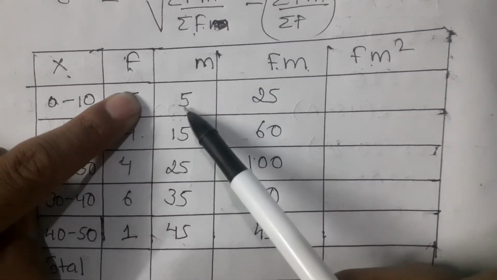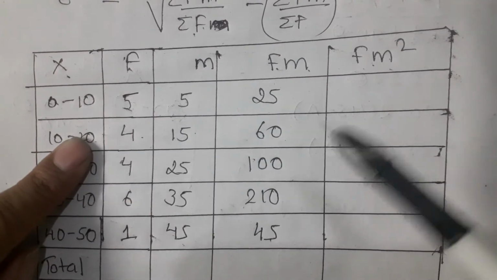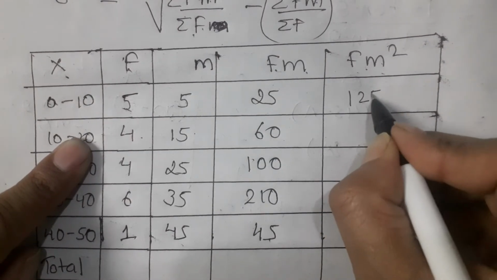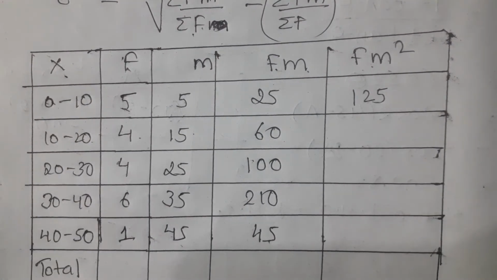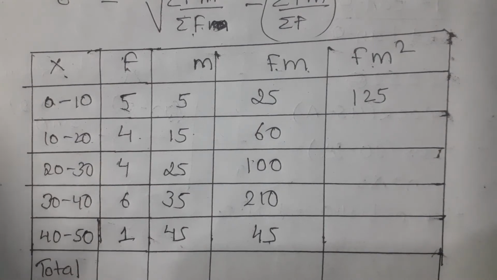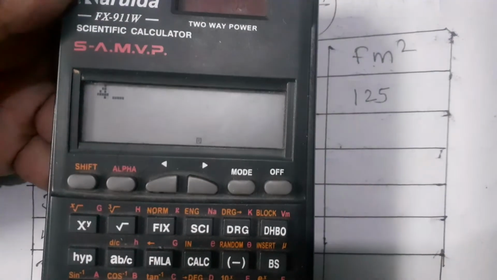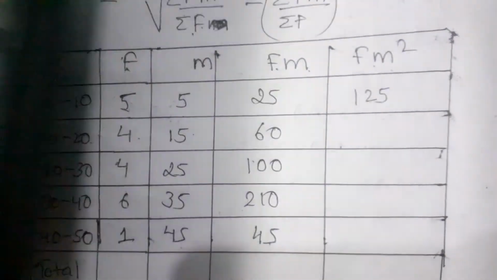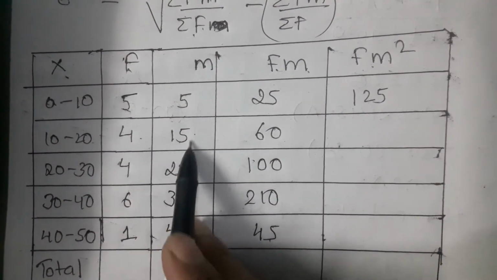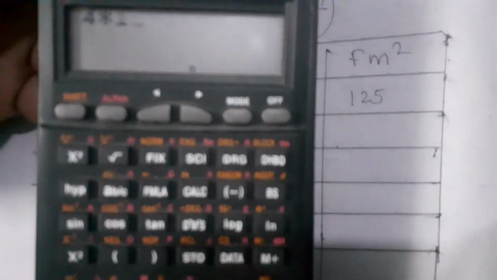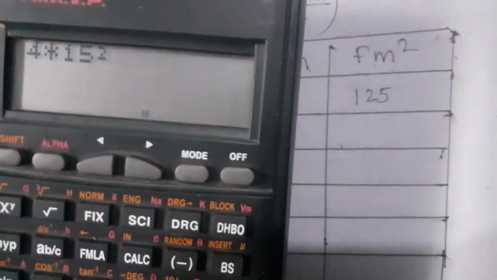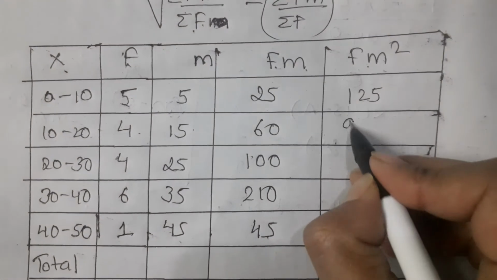So that is 25, 5 5s are 25, and 25 5s are 125. And if you don't understand, I'm going to show this in the calculator in a shorter way. What you need to do is, this 4, I'm going to type 4 into, and this 15 square. So you have to do the 15 square separately. So 15 square is 900.